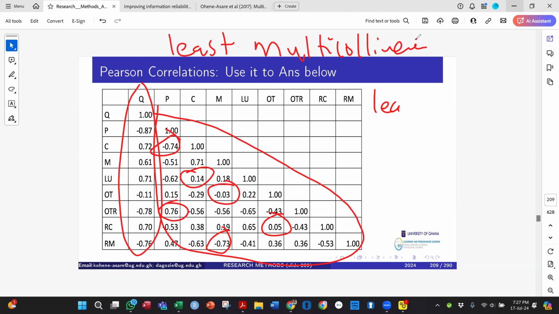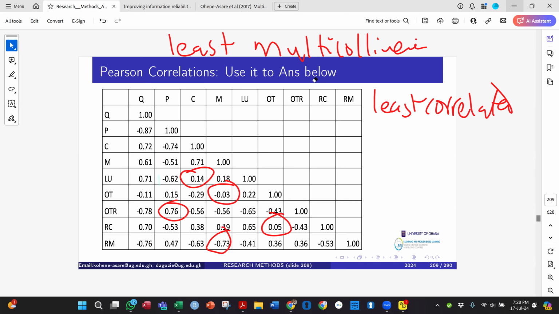Least correlated. So not least multicollinear, but least correlated. Least correlated means that it is either for the dependent or for the independent. So this one, you are not going to focus only on the independent, but you are focusing on both dependent and independent. Take note.